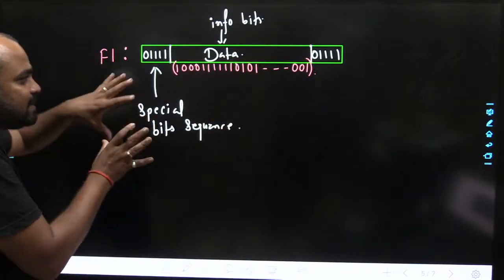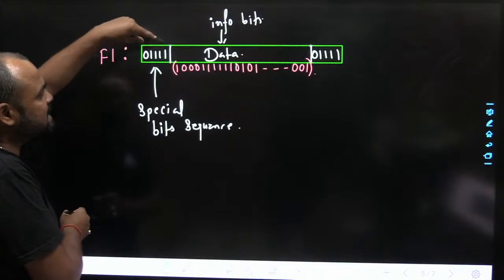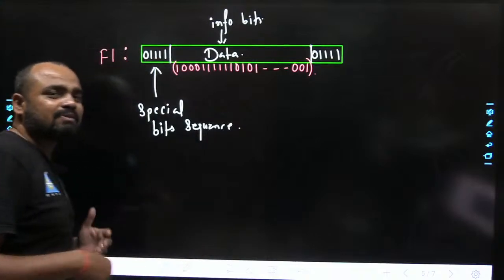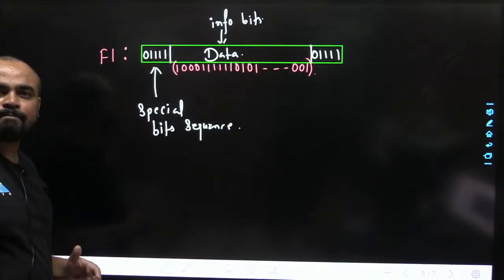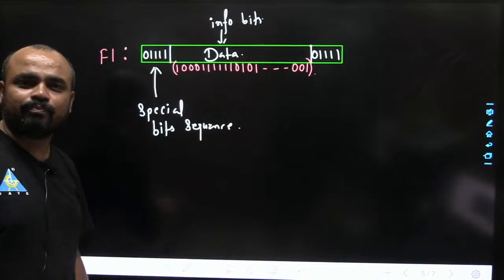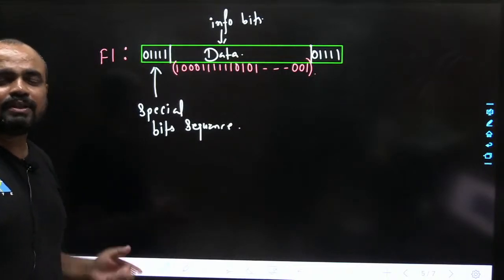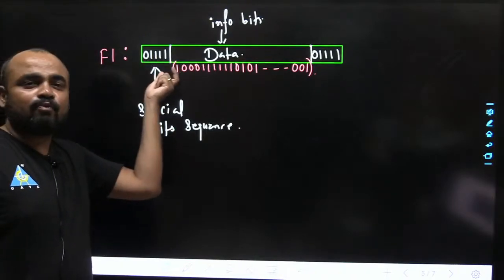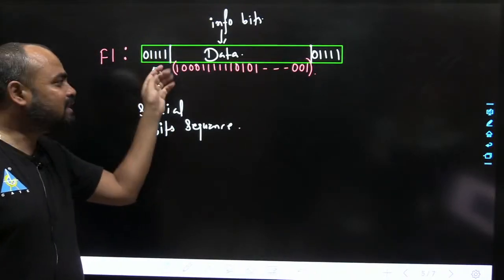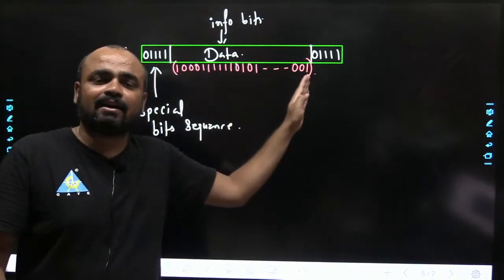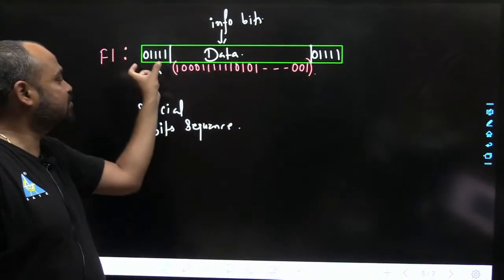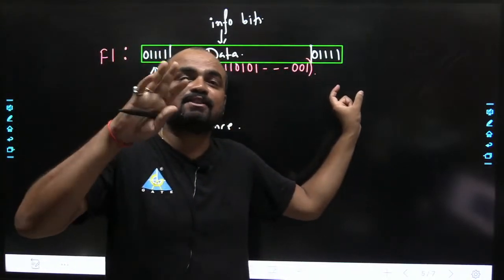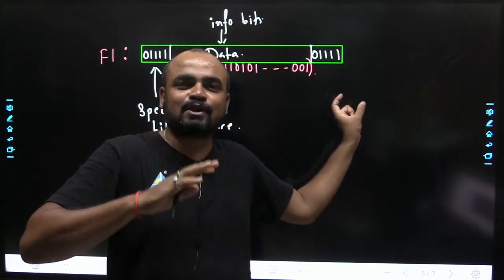Okay, so what I have done over here, we have introduced the special bit pattern at the beginning and the ending of frame. So what will happen if you are going to do this? Definitely the receiver will search for the special bit sequence at the beginning. Once it is identified, all the remaining bits will be considered as data. And once again, the same bit sequence will hit. The receiver will be able to think, okay, this is the first frame.